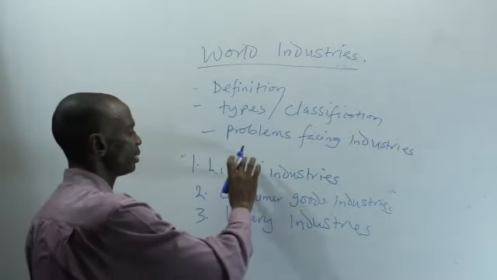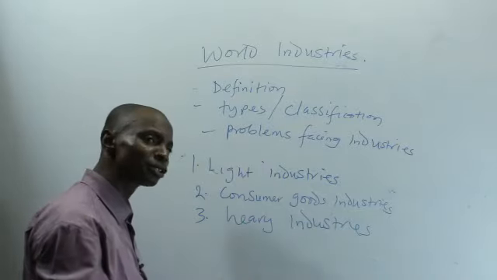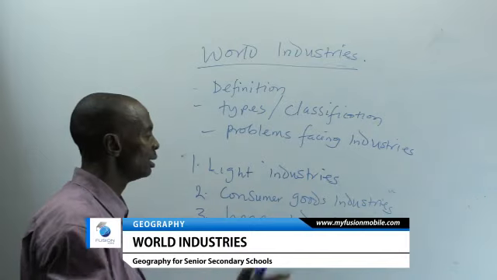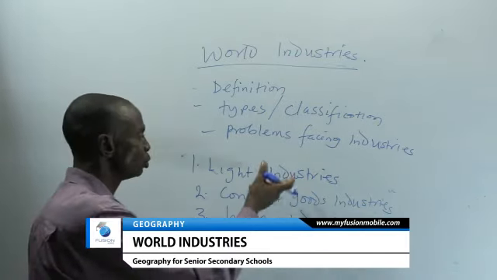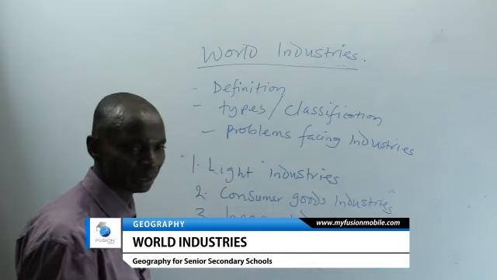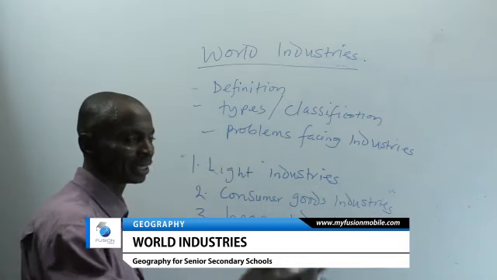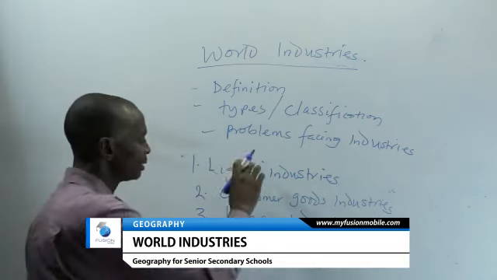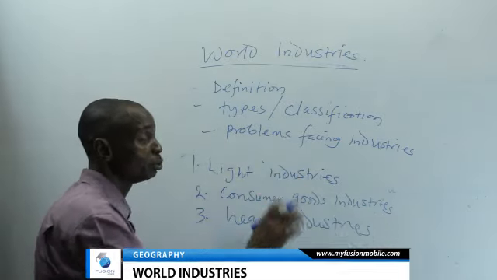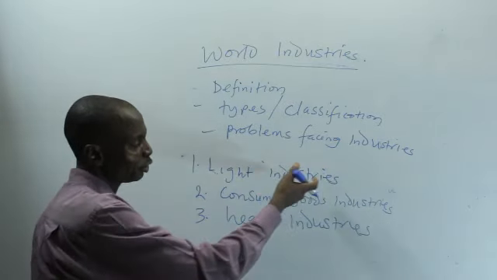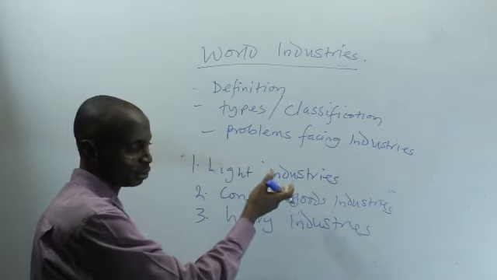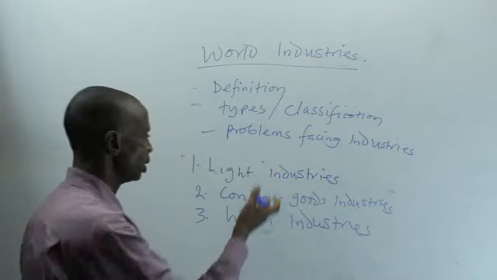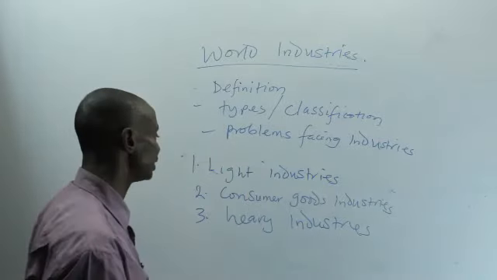So when you talk about light industry, these are industries that specialize in the production of lightweight goods. Lightweight goods like what? Like paper, like pen, like stationaries. All these are lightweight goods. So any industry that specializes in producing lightweight materials, we call them light industry.